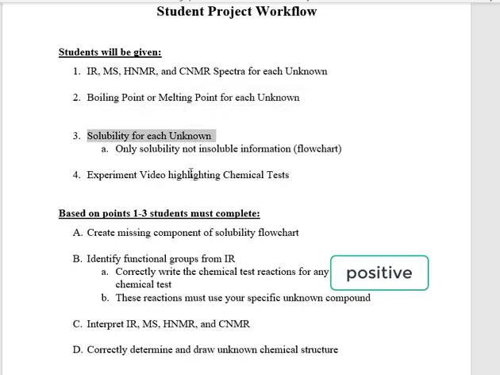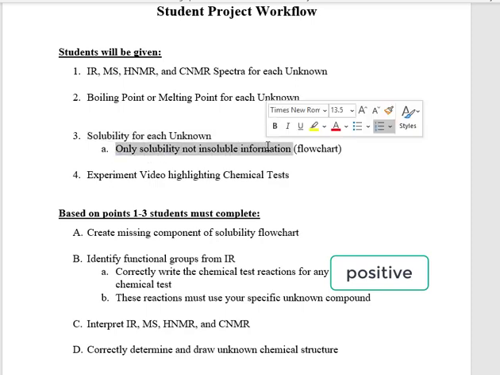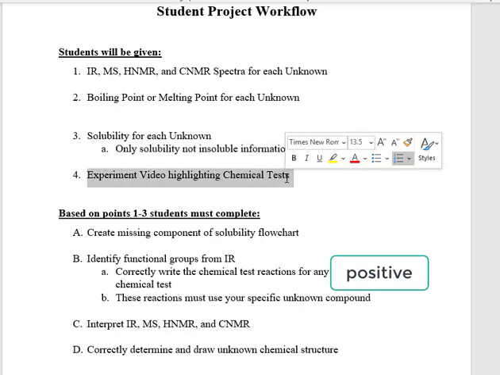With that solubility, here's the caveat. I'm only telling you what it's soluble in. I'm not telling you all the other stuff that it's insoluble in. So you're going to have to use that flow chart to make some interpretations here. The experiment video that's going to be posted for the student project is only really going to highlight what something looks like when it's actually soluble versus insoluble, or miscible, immiscible. It's also going to show you, when we do, say, the chromic acid test, here's what the negative test result would look like and here's what the positive test result would look like. So you see something visual to help you with that.